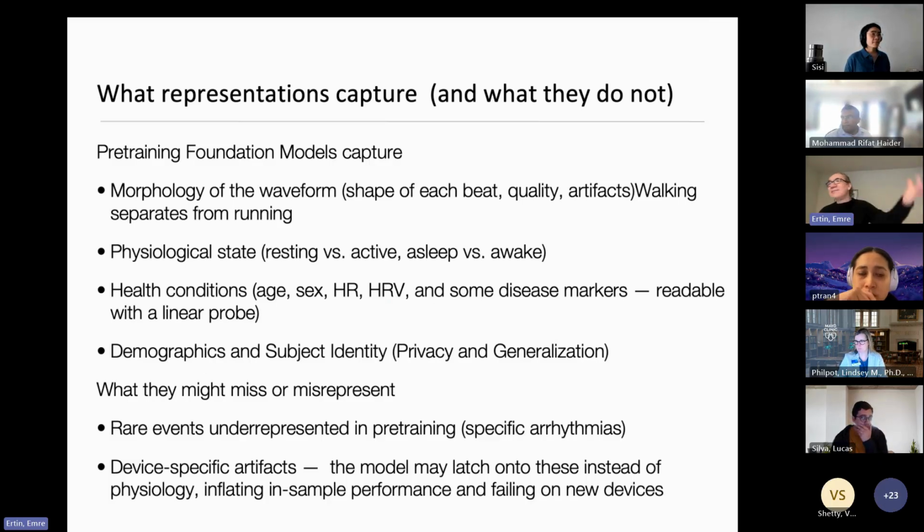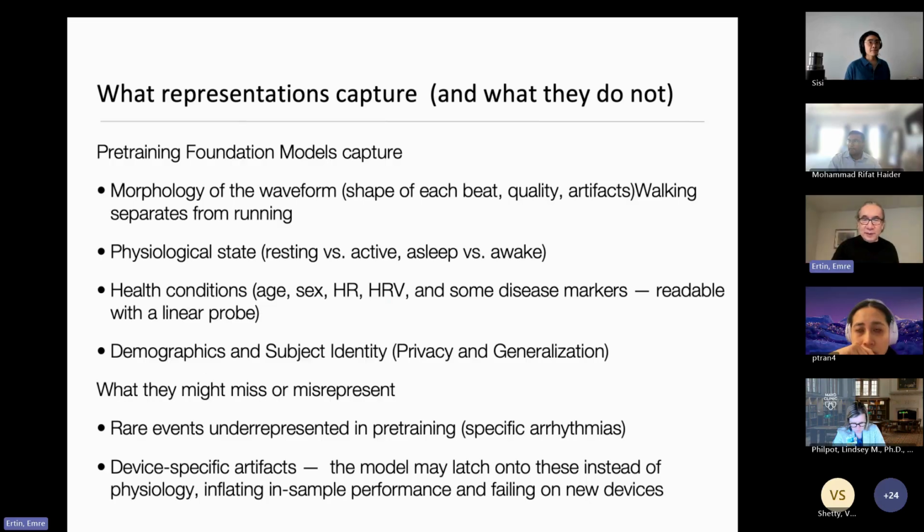This person's data appears over and over again, so it learns to cluster things based on identity. Therefore, one has to be careful when evaluating these systems. We need to understand that we should not identify the person, but actually the condition of the person. They might also miss or misrepresent rare events that are underrepresented in the data. If there is a very seldom appearing arrhythmia, that's not going to be there. Plus, it might key on some device-specific artifacts.